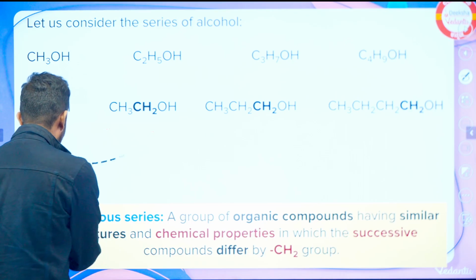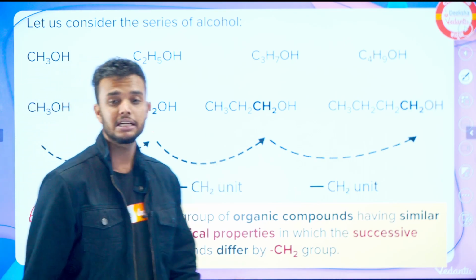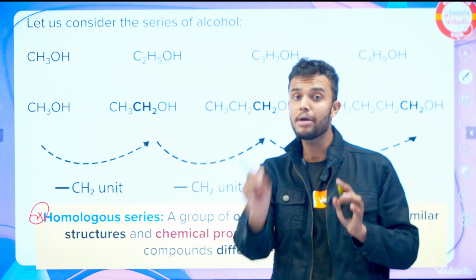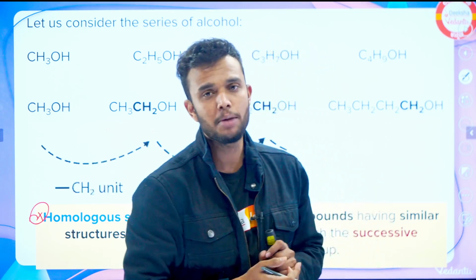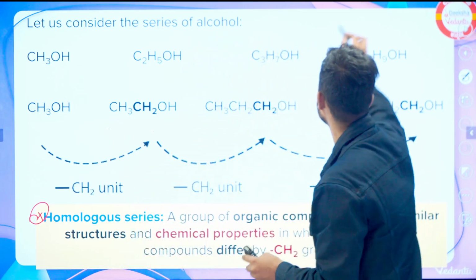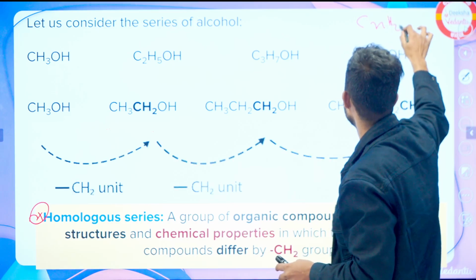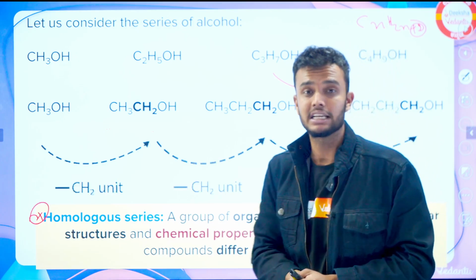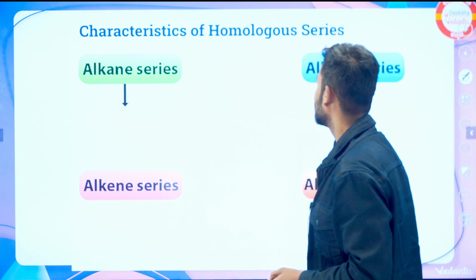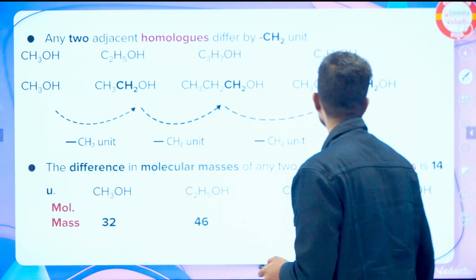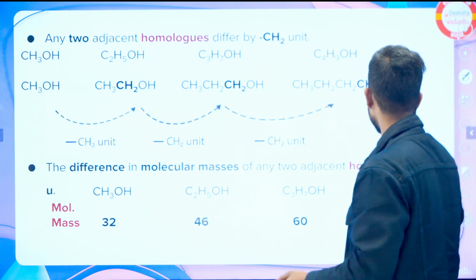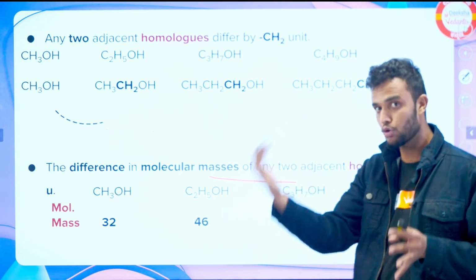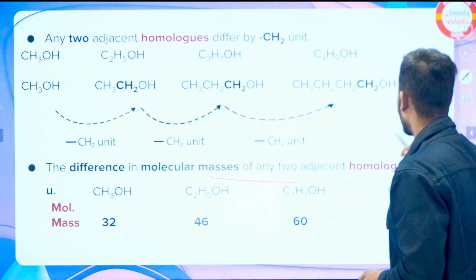Also, students, just look here. First property: all members of a homologous series, the organic compounds, have a similar structure and the same general formula. For example, the alkane series has the general formula CnH2n+2. Also, between two consecutive members of a homologous series, a CH2 unit is the difference. Look here, a CH2 unit difference is there.